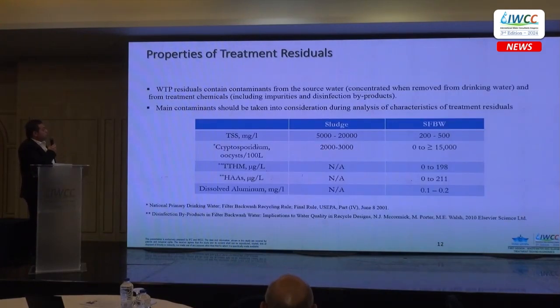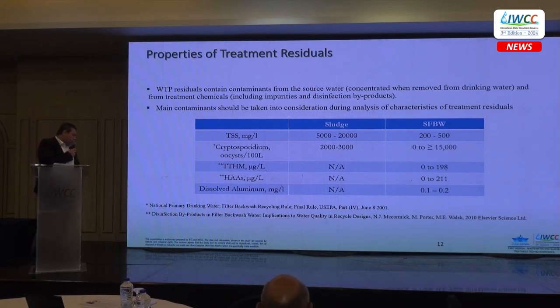Properties of treatment residuals. Treatment residuals have some properties. We could classify them according to TSS, total suspended solids. Sludge has suspended solids ranging from 5,000 to 20,000 milligram per liter, while spent filter backwash water ranges from 200 to 500. Cryptosporidium ranges from 2,000 to 3,000, while in spent filter backwash water it may reach up to 15,000.